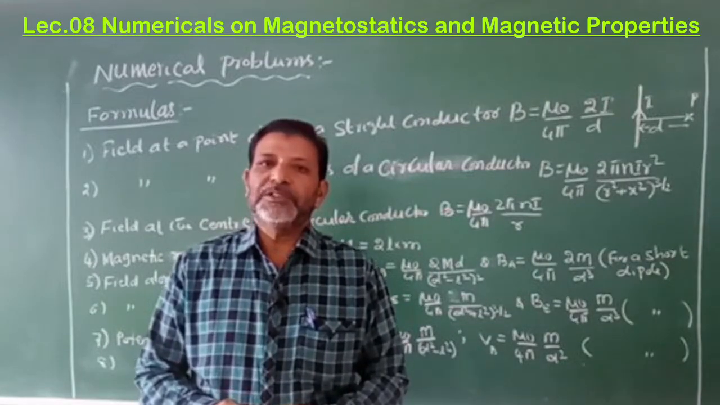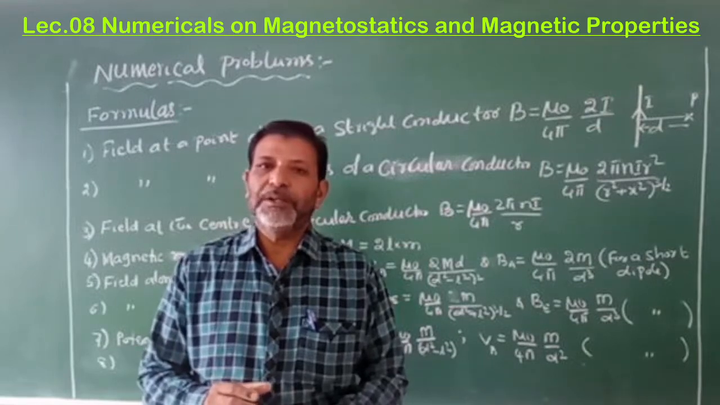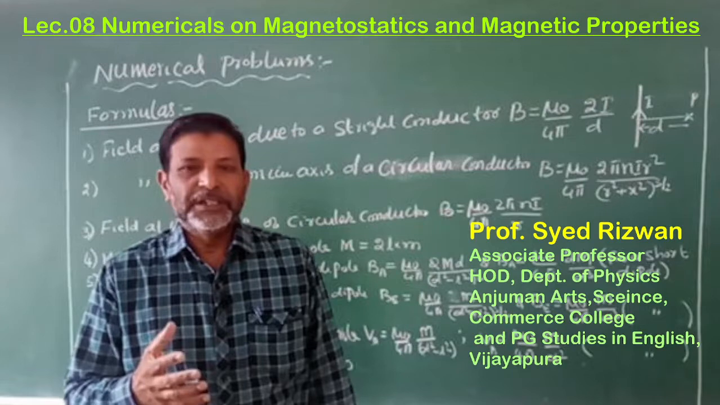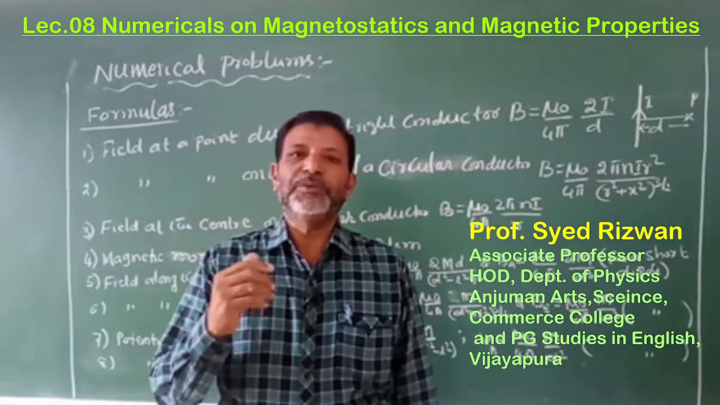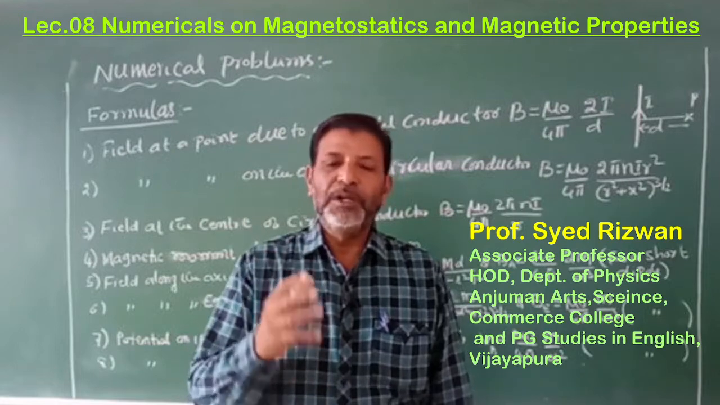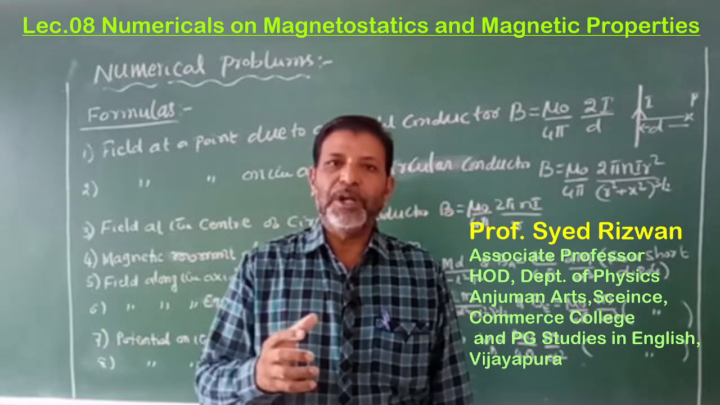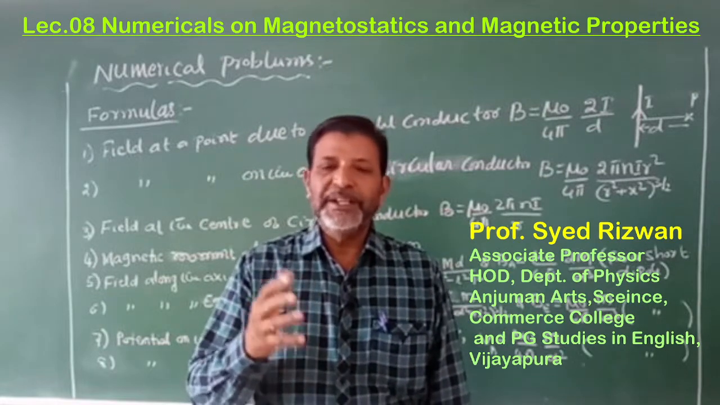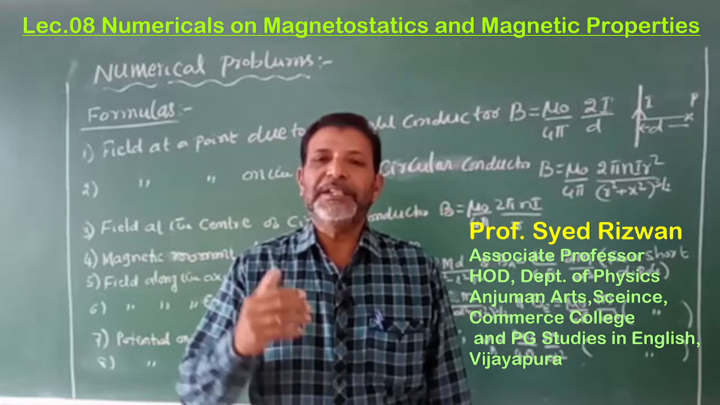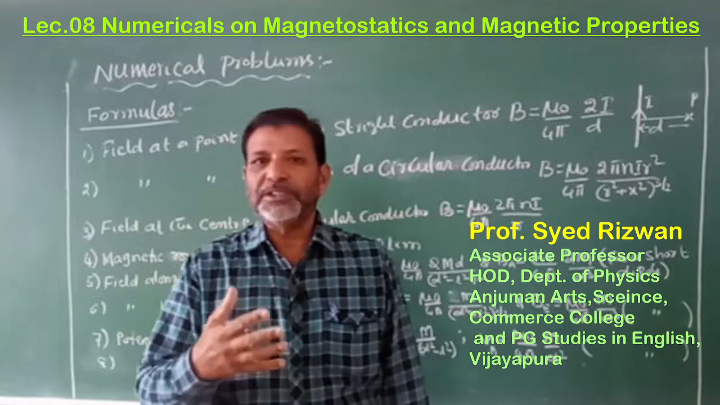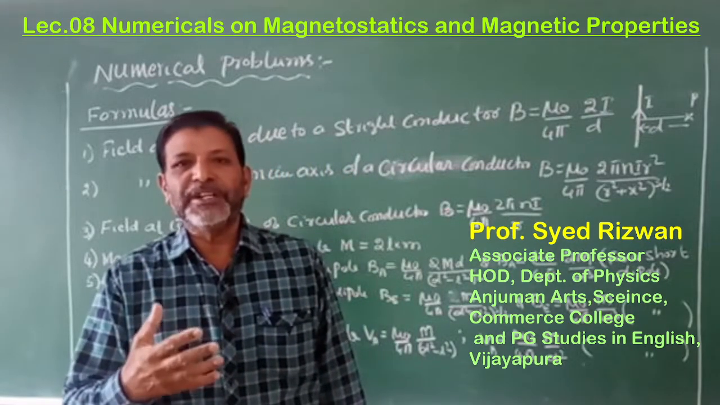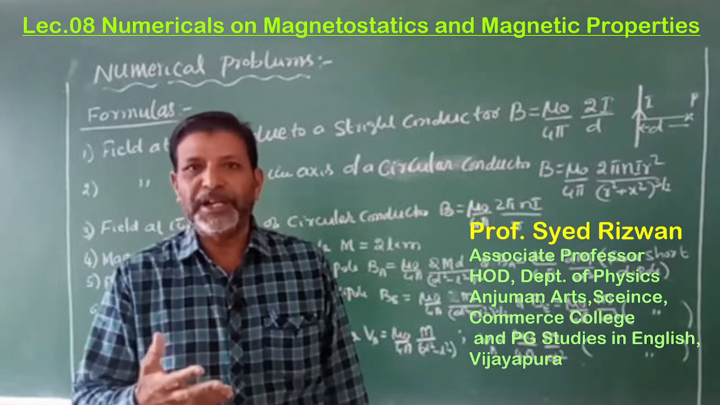In the last lectures, we have discussed magnetostatics, next magnetic properties. In these two topics, we have discussed what a magnetic dipole is and the formula for the magnetic dipole moment, next the magnetic field, magnetic intensity, and the different formulas, like the magnetic field at any point on the axial line, equatorial line.